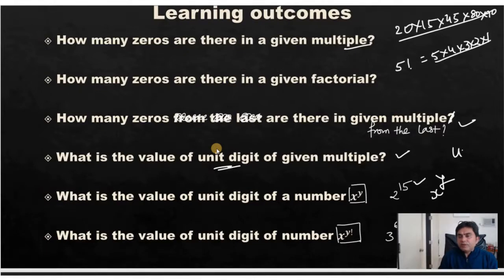The unit digit, for example in 931, is 1. So what is the value of the unit digit of a number x to the power y factorial? We know what factorial is. So let's say 3 to the power 6 factorial, what is the unit digit of this number? That is what we are going to learn in this chapter. These are the various objectives which I have spoken about, and then we are going to discuss an example related to each objective.